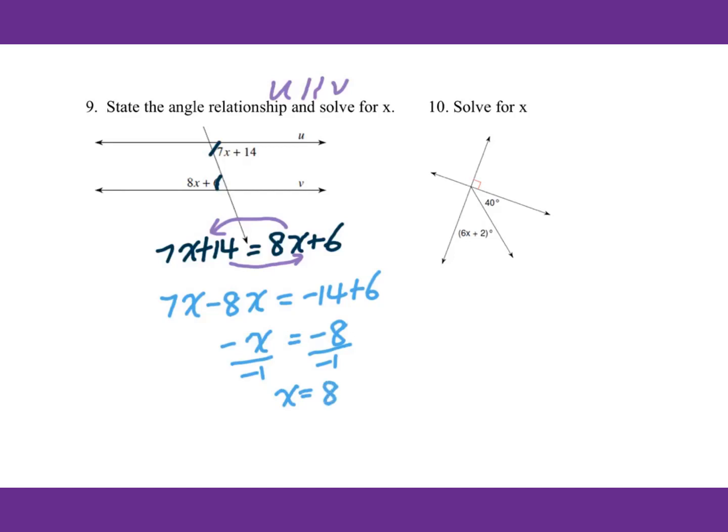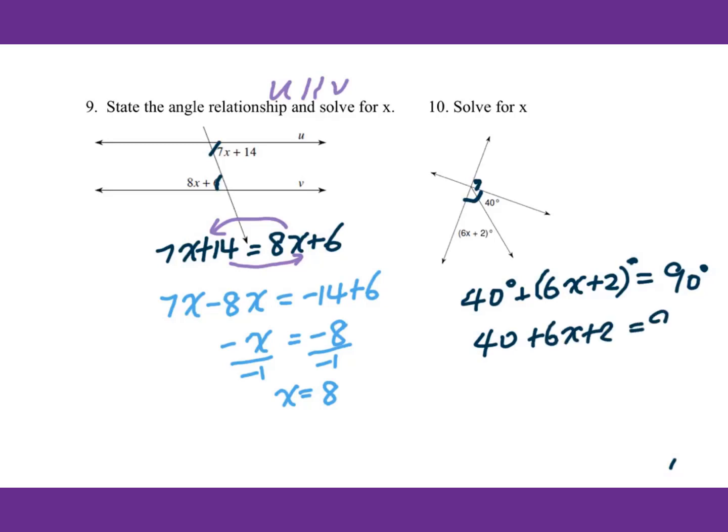For number 10, we know this is a right angle. Therefore, 40 degrees plus 6x plus 2 degrees equals 90 degrees. We solve for this x. 40 plus 6x plus 2 equals 90.